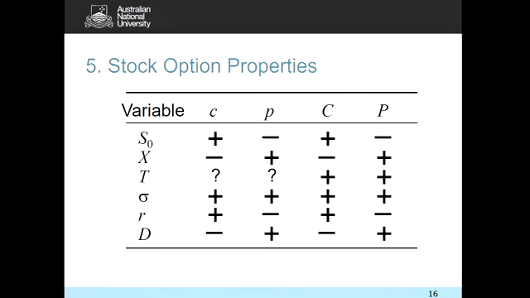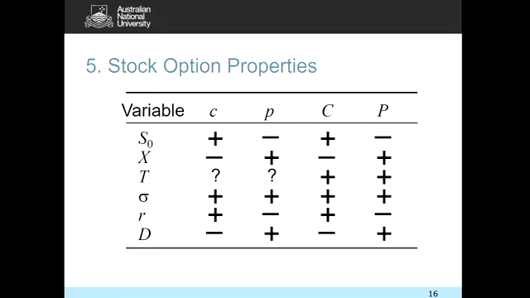Time, I kind of think it should be positive all the way across. This is what your textbook says. It's sort of unknown with Europeans. I kind of think as you increase the time, you increase the risk, you increase the uncertainty, so they should become more expensive. That's my thought anyway. Volatility, standard deviation, yes, as you increase risk, you increase the option prices.